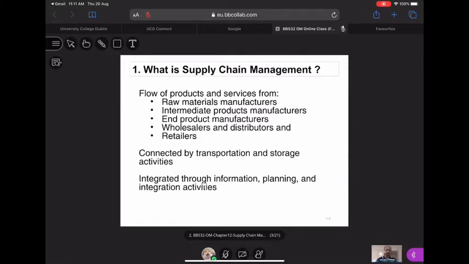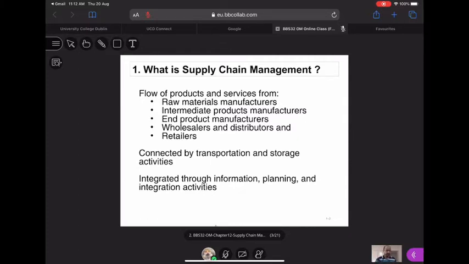And it is also integrated through information, planning and integration of activity. So guys, in this entire supply chain management process, there's a lot of information that flows, a lot of planning that flows, so that in the end we have the right goods and services to be sold to customers, not anyhow. Okay, so there's a lot of planning process in supply chain management. Okay, so I just covered and explained to you what is supply chain management.